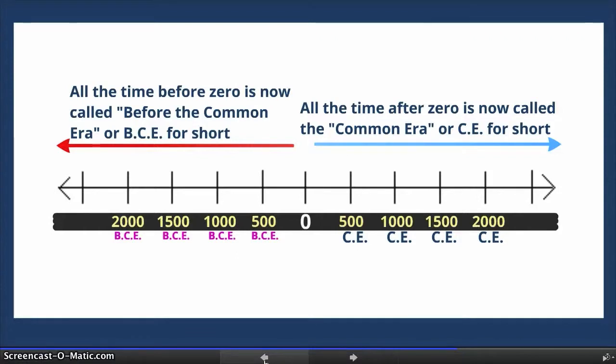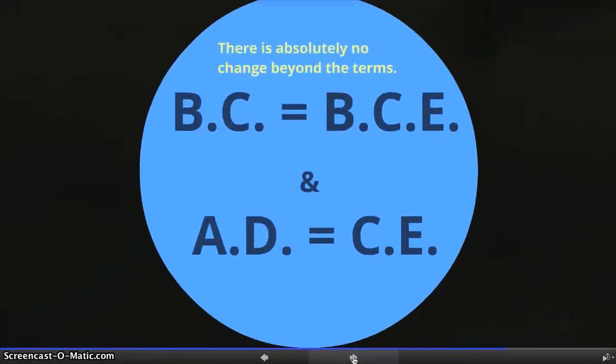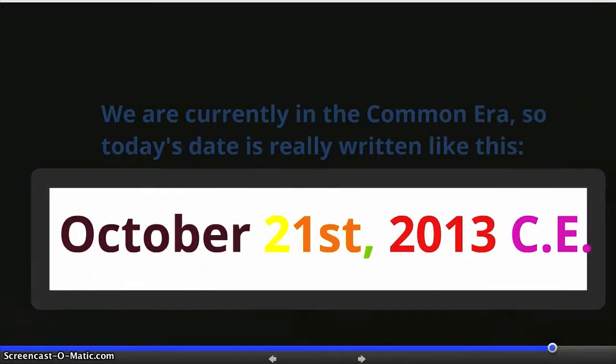As you can see, the abbreviations have changed from BC and AD to BCE and CE, but the actual measurement of time has gone unchanged. Year zero is still right where it was in the Christian calendar. There is absolutely no change beyond just the terms. BC equals BCE and AD equals CE. So we are currently in the Common Era, or CE. Today's date is written like this: October 21st, 2013 CE.